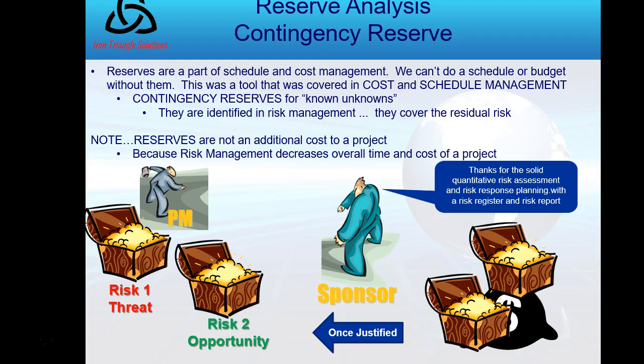I did quantitative analysis. I set aside my contingency reserves for schedule or cost, in terms of dollars. And now I can watch for triggers. Okay. And so basically, I went to the PM and said, "Hey, here's my justification." The sponsor said, "Wow, thanks for the solid quantitative risk assessment and risk response planning with a risk register and a risk report." So they're going to give me the money that I need to accommodate that.